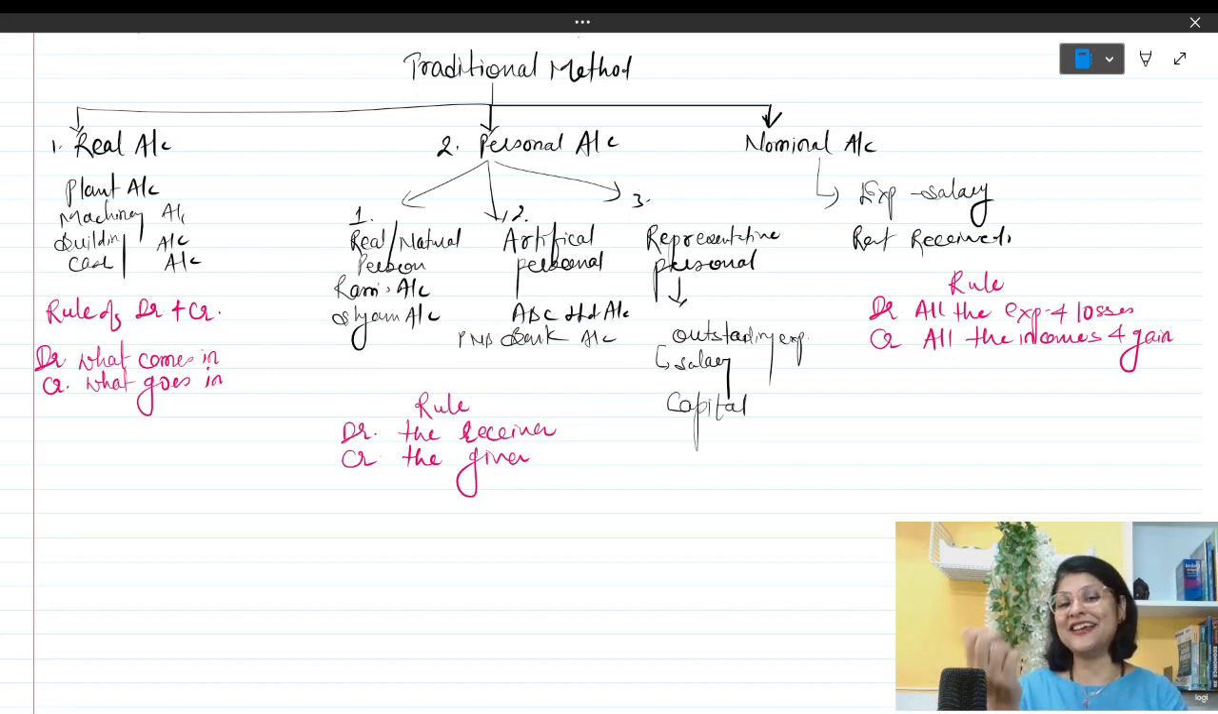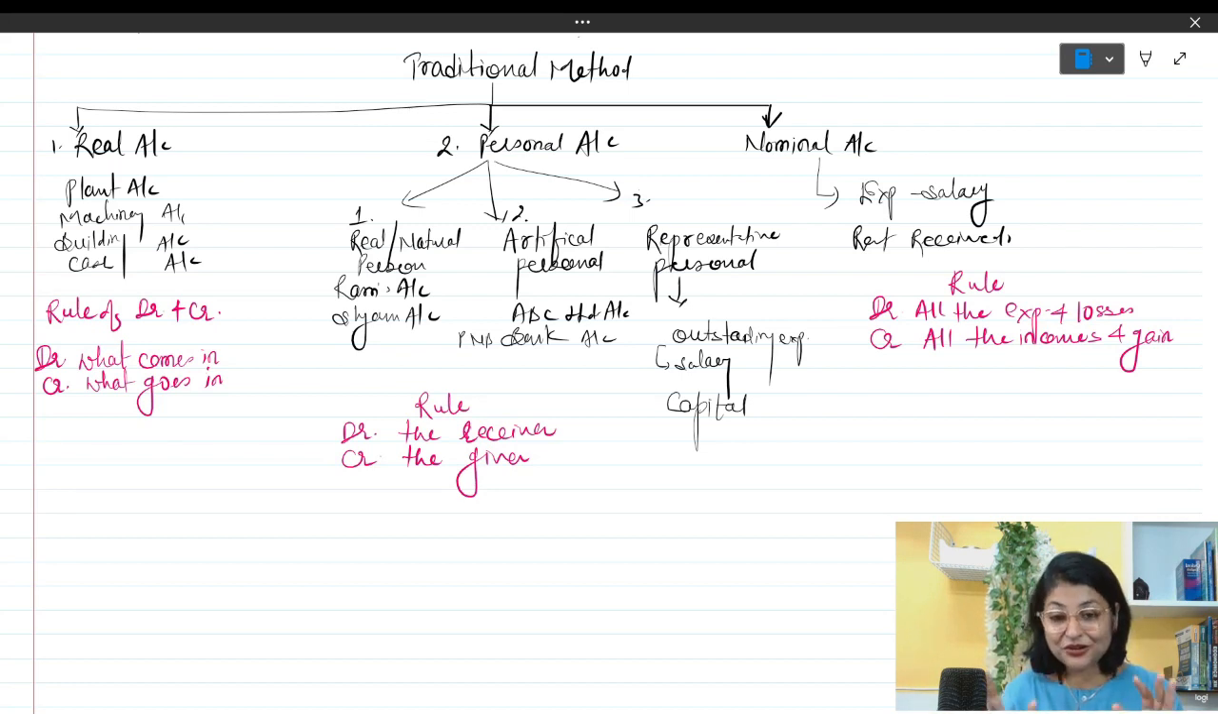The rule for real account is debit what comes in, credit what goes out. The rule for personal account is debit the receiver, credit the giver. Yes, you are right. Say along with me. Don't be shy. Say along with me loudly so that it registers in your brain. And the third type of account is a nominal account, where the rule is debit all the expenses and losses and credit all the incomes and gains. So these are the rules which we have to follow.